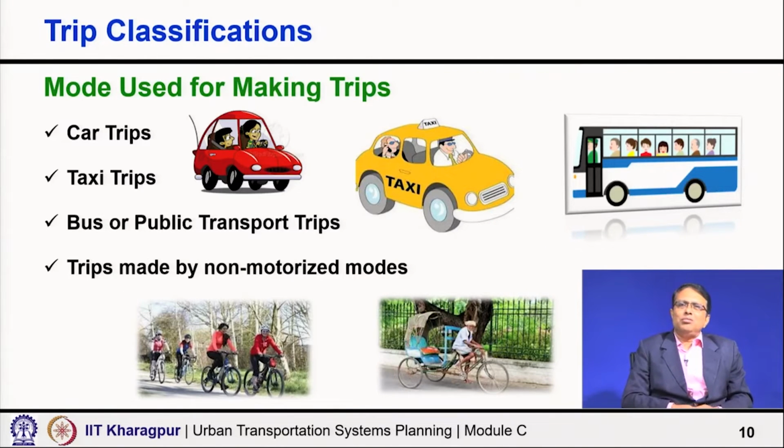Then also the whole set of trips I can try to classify based on the mode used for trip making. Ultimately, in urban areas, especially bigger cities, there are multiple options for transport, right. Some people use car, some people use taxi, some people use public transport or bus, even non-motorized modes.